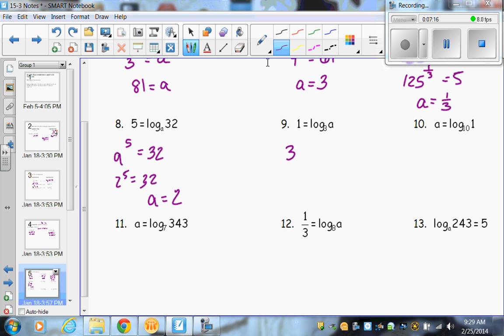Number 9, you would have 3 to the 1st equals a, and 3 to the 1st is just 3. Number 10, put it in exponential form, you would have 10 to the a equals 1. The only number that we can raise anything to and get out 1 is 0. So that tells me that a has to equal 0.